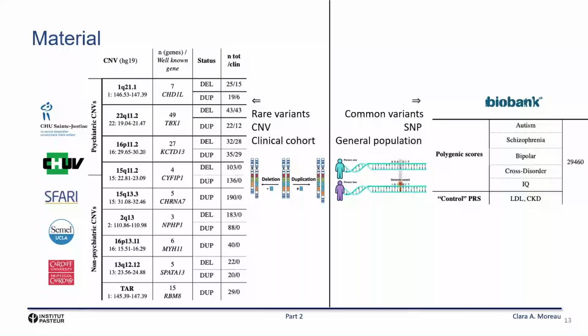So we were studying UK Biobank, the PRS, polygenic risk scores, of autism, schizophrenia, bipolar, cross disorder, IQ, and a control PRS, not associated with a psychiatric condition.